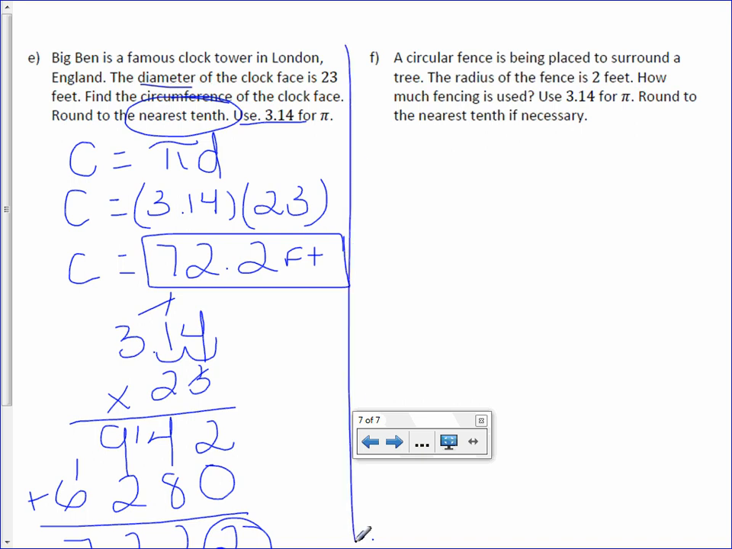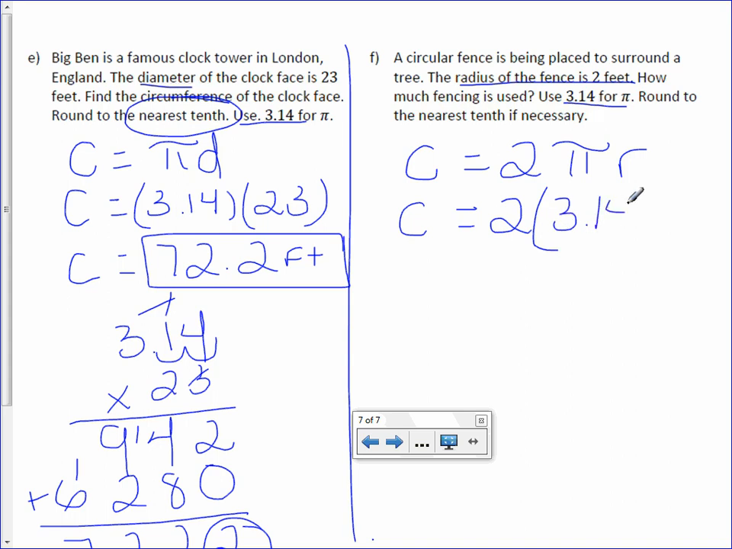Letter F. A circular fence is being placed to surround a tree. The radius of the fence is 2 feet. How much fencing is used? Use 3.14 for pi, round to the nearest tenth if necessary. This time we're given the radius, so circumference equals 2 pi r. Let's plug in the values we know. Circumference equals 2 times 3.14 times the radius of 2.